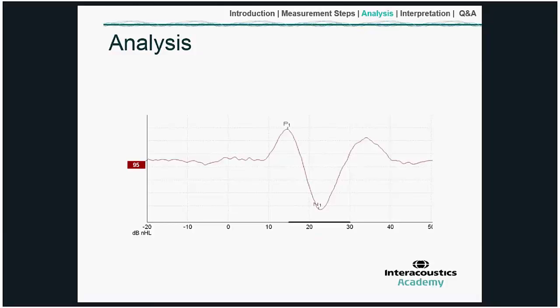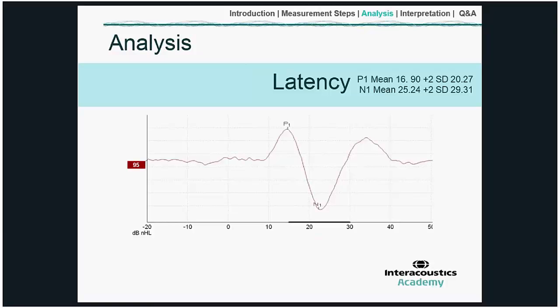Let's look at the things which we need to measure. The first thing I suggest you look at is the latency. Of course, the latency is the least diagnostic parameter, so it's not going to give you huge amounts of information, but it will allow you to identify the P1 and the N1. The P1 typically occurs around 16 milliseconds when using a tone burst. It used to be called a P13 in old literature, using a click stimulus.